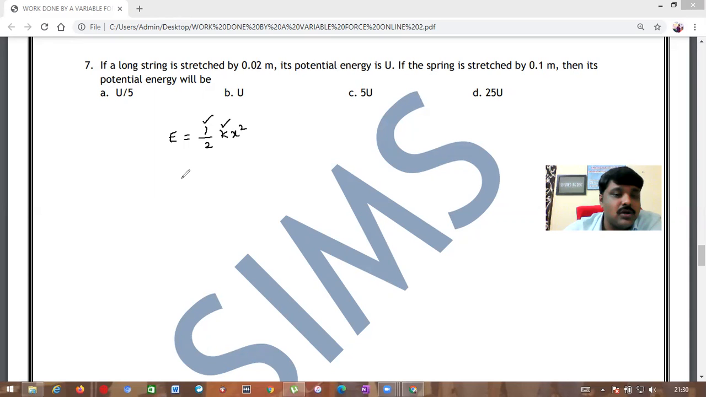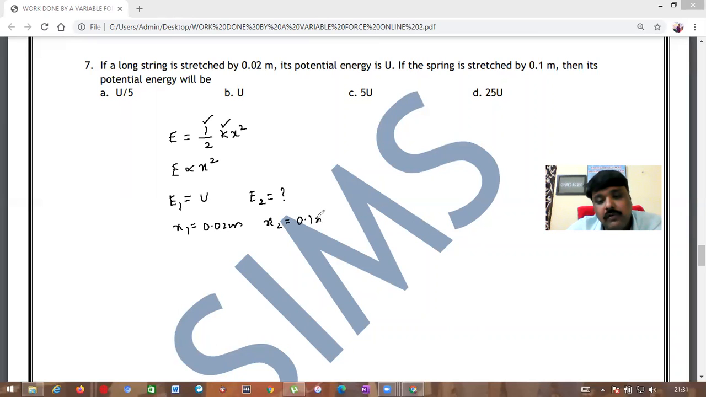Now k is constant, half is constant, E is proportional to x square. Here E1 is given as U, E2 we need to find out, and x1 equals 0.02 meters, and x2 equals 0.1 meter. Then as E is proportional to x square, we can take E2 by E1 equals x2 square by x1 square, which implies E2 by E1, he has given as U, equals 0.1 into 0.1 by 0.02 into 0.02.